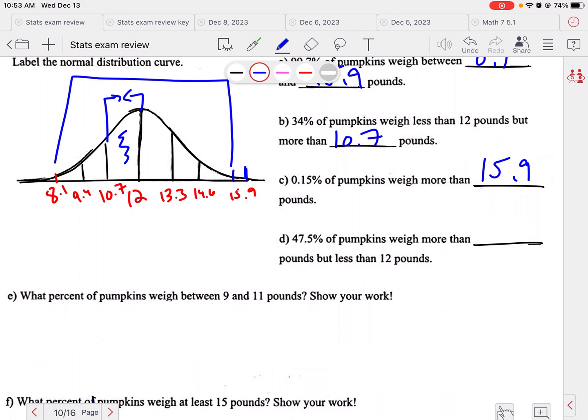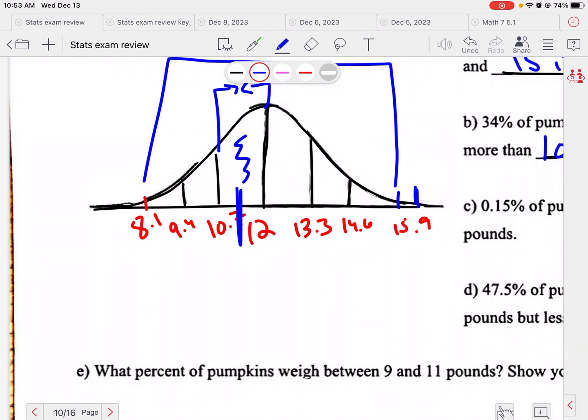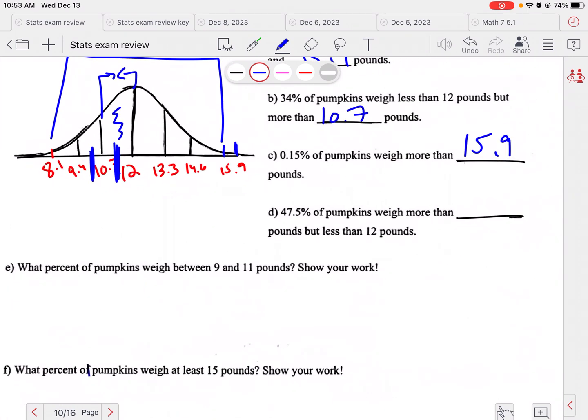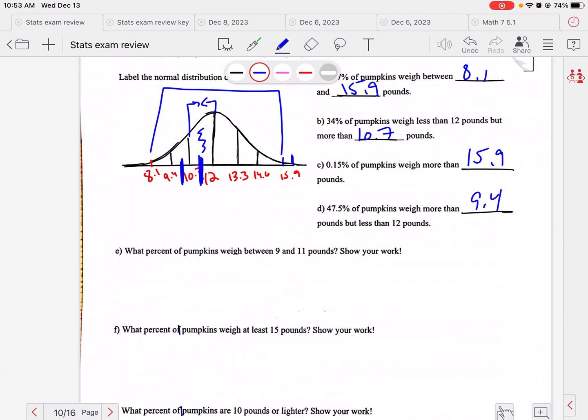47.5% of pumpkins weigh more than blank, but less than 12 pounds. So less than 12 pounds. This is my 34%, and then this is 13.5, which adds up to 47.5. So it is more than 9.4, but less than 12. And again, I think labeling each of those with your percentages is super helpful, so definitely get that down.